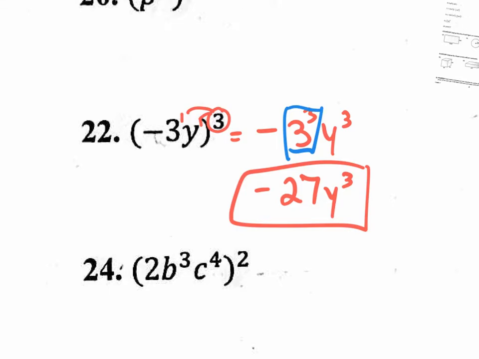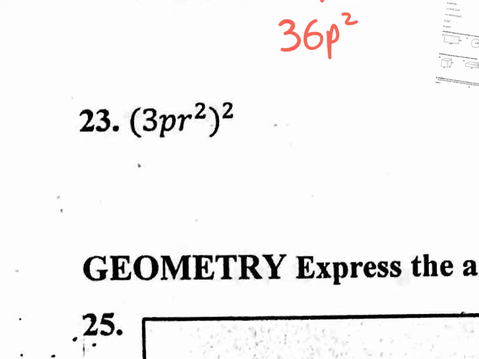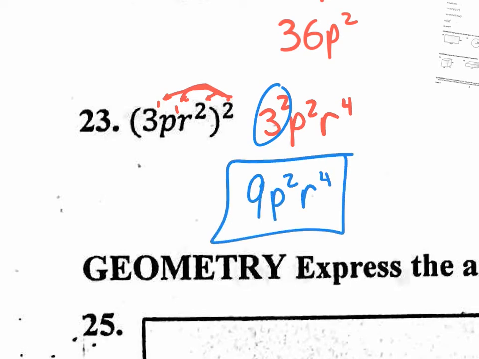Let's go back to the odd ones. I said I would do all the odd ones here. Number 23, let's distribute. We're going to distribute the power of 2 and put it onto that 3 to the 1 and onto the p to the 1 and onto the r squared. So when you distribute to each of those, you're going to end up multiplying. So you end up with 3 squared p squared r to the 4th. This is rule number 3. So 3 squared, that's 9. And then you have p squared r to the 4th. And that's it. That's your answer.